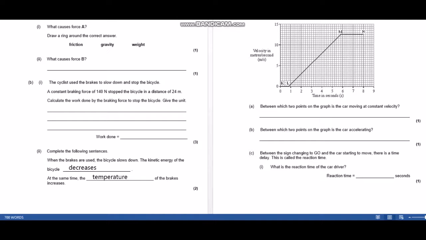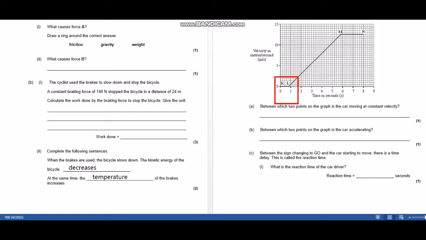Okay, and now back to question 3, and it's the last part, C. So part C. Between the sign changing to go and the car starting to move, there is a time delay. This is called the reaction time. What is the reaction time of the car driver? So we've got to pay attention to this segment here of the graph.